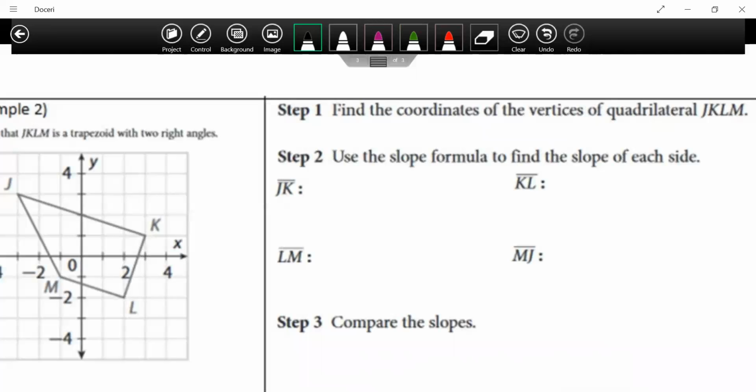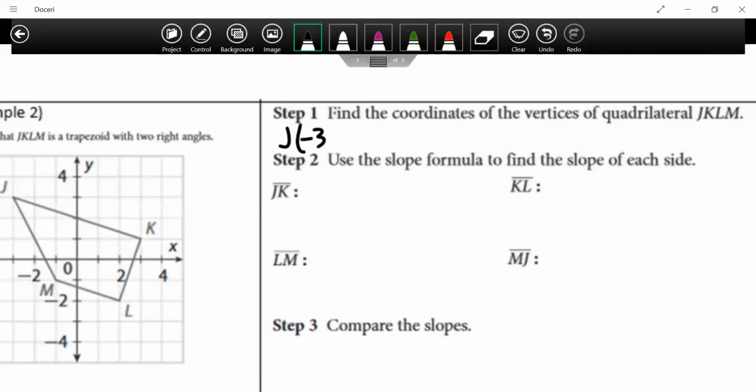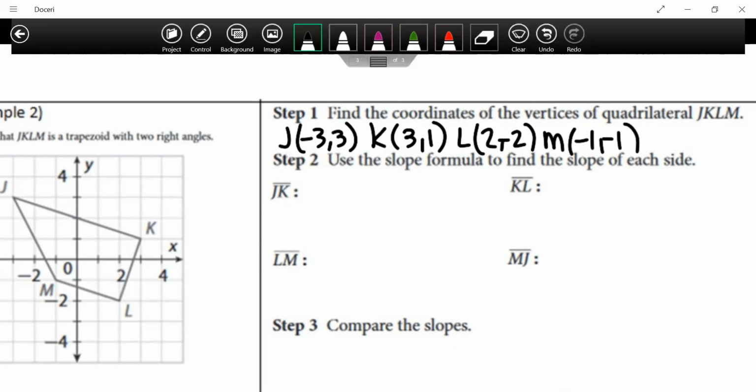My point for J is going to be at -3,3. K is going to be at 3,1. L is going to be at 2,-2. And M is going to be at -1,-1. You guys know how to do that. Give coordinate points for those.